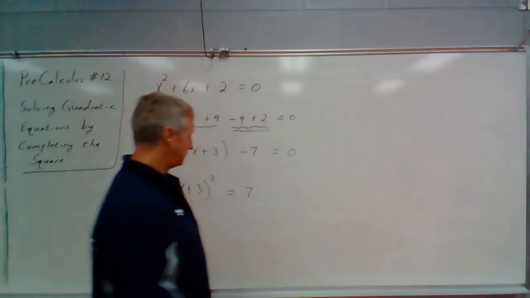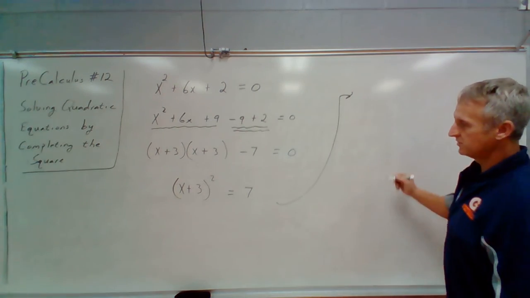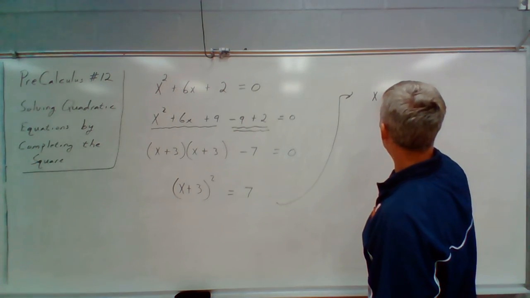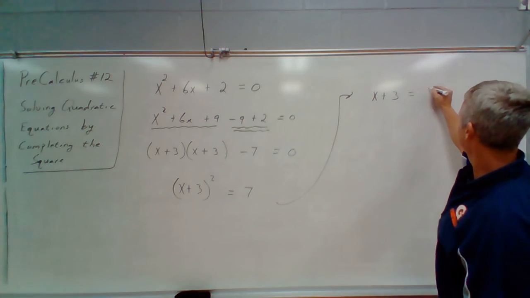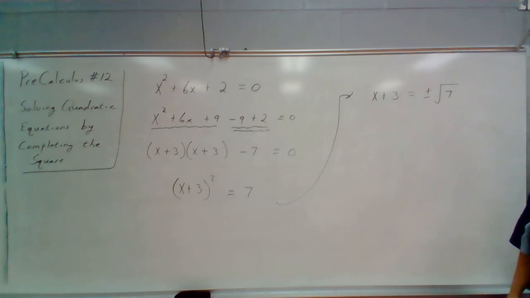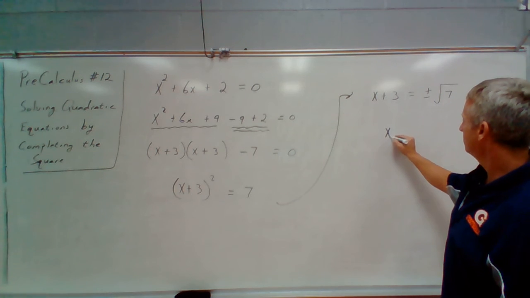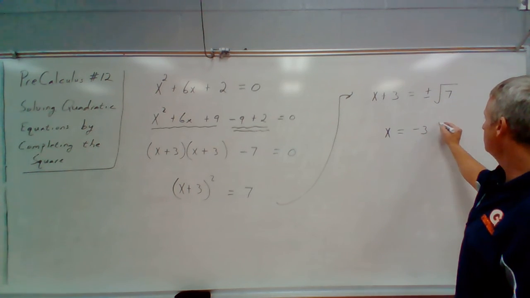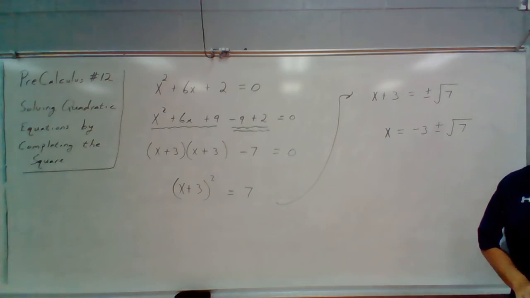All right, then this is an easy equation to solve. I'm going to take the square root of both sides, which will give me x plus 3 equals, remember we get two solutions, plus or minus the square root of 7. Then one last step, if I subtract 3, x equals negative 3 plus or minus the square root of 7.